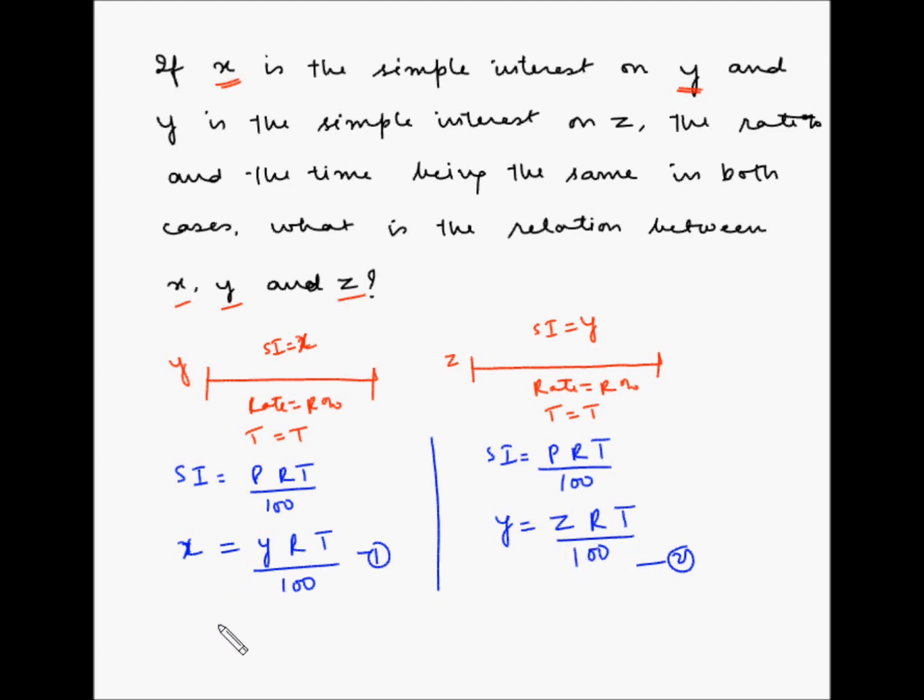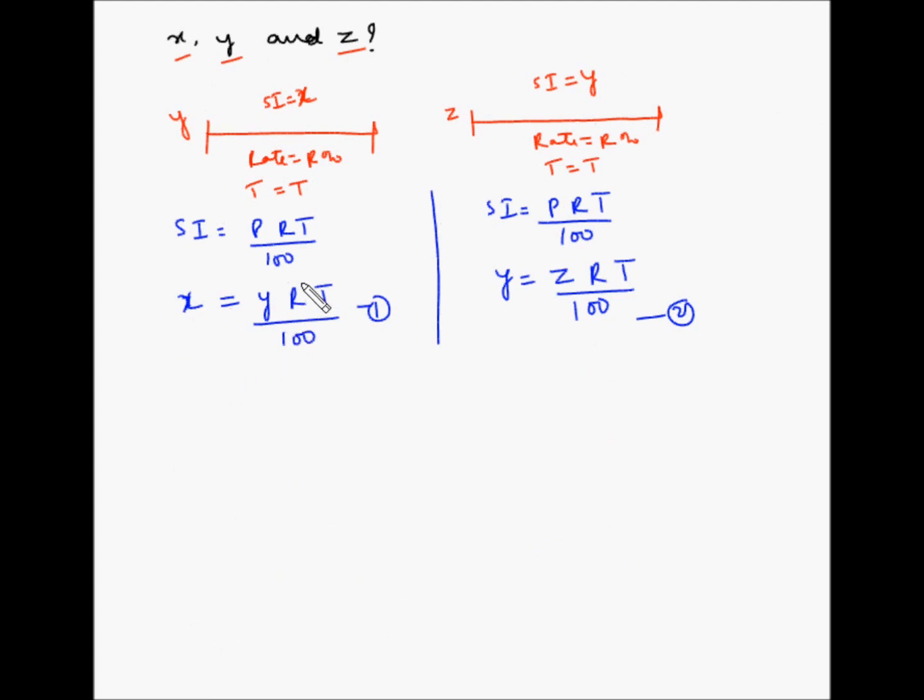So let's do that. So in the first equation, let's have RT on one side and everything else on the other side. So this becomes RT is equal to, so 100 goes on top, so 100 times x, and y comes down, divided by y. Now let's put this in this equation. So y is equal to z multiplied by 100 times x divided by 100 multiplied by y.